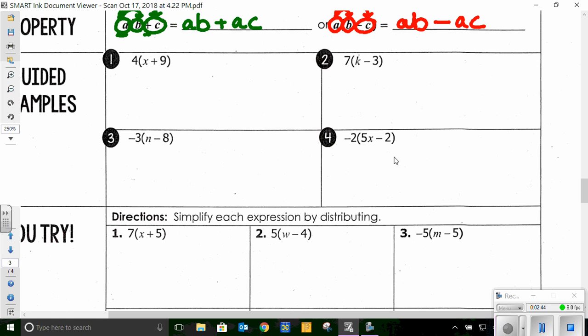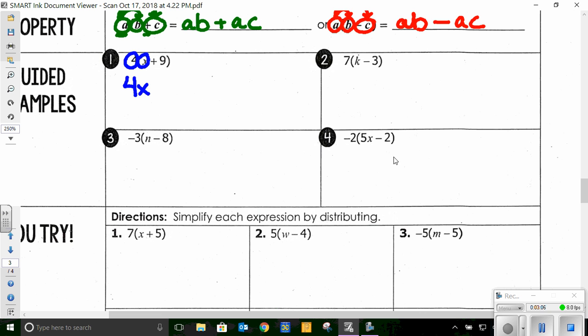I'm going to do all four of these first of all. These are just our guided examples that we have. And we're going to, again, distribute just like we did. So this is a positive to a positive. That's going to be a positive 4x. Because, again, I can't actually multiply them, but I can put the letter and the number right next to each other. That does mean it's 4 times x, and I've simplified that part, and I'm done.